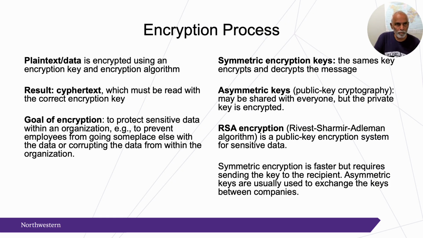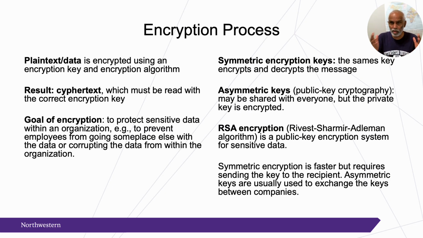In review, plain text or data is encrypted using an encryption key and encryption algorithm. The result is ciphertext, which must be read with the correct encryption key. The goal of encryption is to protect sensitive data within an organization, for example, to prevent employees from taking the data someplace else or corrupting it from within. There are two methods of encryption. Symmetric encryption means the same key encrypts and decrypts. The key has to be sent or given to the recipient of the ciphertext to unlock it into plain text. On the other hand, asymmetric encryption uses a public-private key pair, and the private key is kept by the recipient.